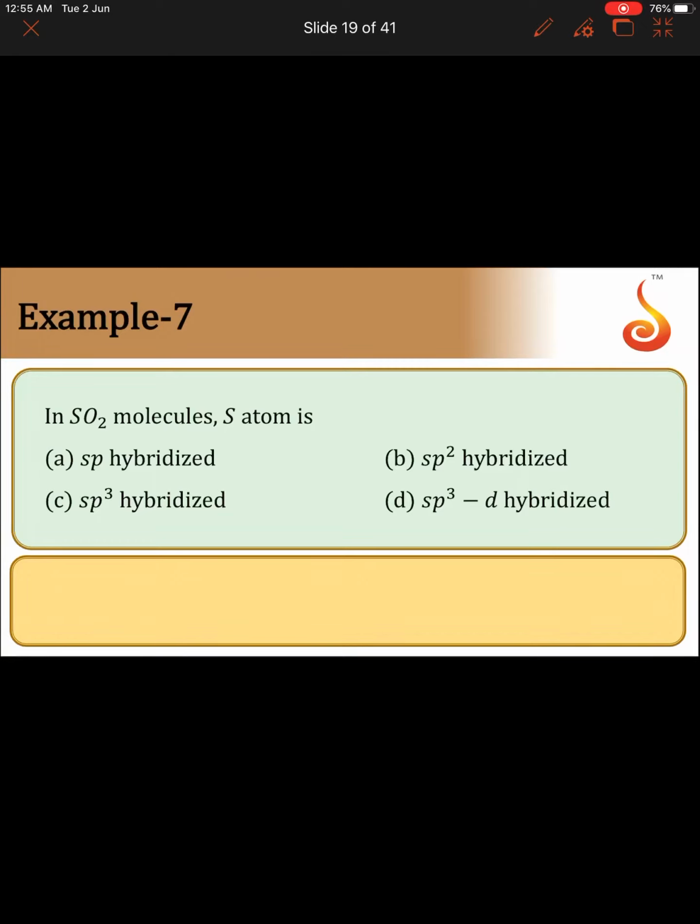In the SO2 molecule, the sulfur atom is... Sulfur's electronic configuration is 1s2, 2s2, 2p6, 3s2, 3p4. It also has 3d orbitals. In the ground state, 3s contains one lone pair. The outermost electronic configuration is 3s2 3p4. 3s contains one lone pair, and 3p contains one lone pair and two unpaired electrons in the ground state.